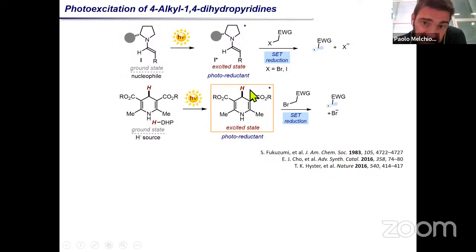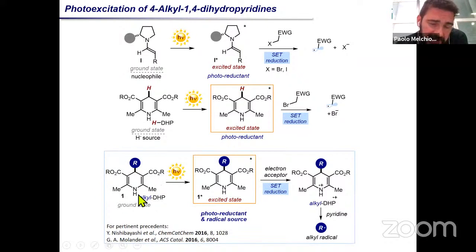And in the excited state, this compound becomes a strong single electron reductant, pretty much similar to the enamines that we have discussed before. And now with this excited state reactivity, you can activate electron-poor alkyl bromides through single electron transfer, forming radicals. Our idea, based on these studies, is that we could generate these 4-alkyl dihydropyridines. You see that this compound is structurally very similar to the Hantzsch ester, so we believe that upon light absorption and excitation, this excited molecule should behave in a very similar way.